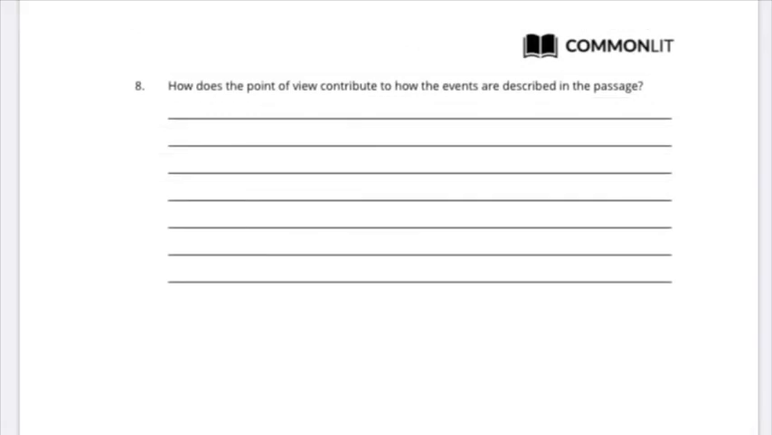Question number 8 says, how does the point of view contribute to how the events are described in the passage? From this passage, we know a lot about how Harry feels about things. We can hear his thoughts and see what he's thinking, what he's wishing. So how does that change how things are described? If the aunt or uncle described the passage, it might be very different.